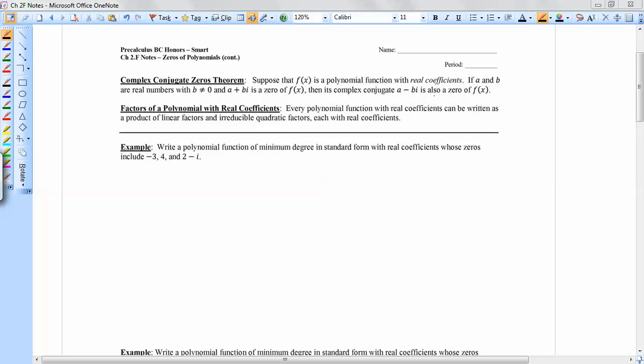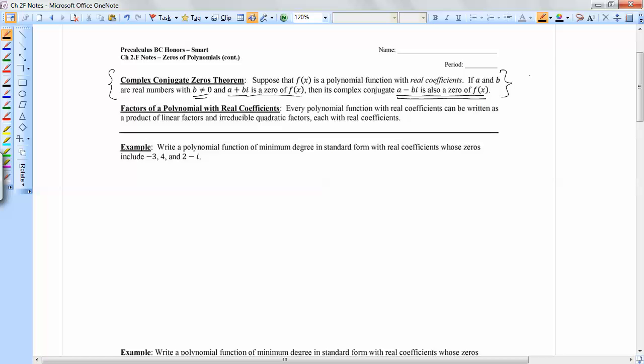Okay, so let's look at chapter 2F, just the first example here. And up at the top, the only theorem we're going to deal with right now is this one, the complex conjugate zeros theorem. And it says if f of x is a polynomial and it has real coefficients, and a plus bi is a zero of f of x, where b is not zero, so it's actually got an i term, then this is also a zero. The complex conjugate's also a zero.